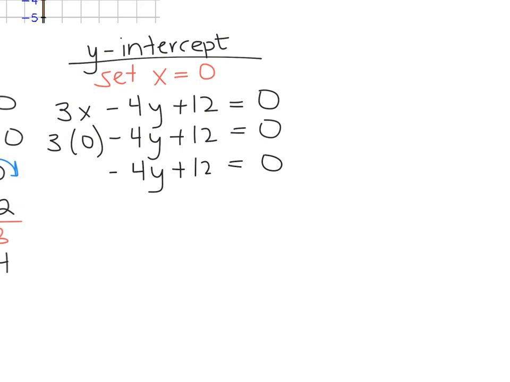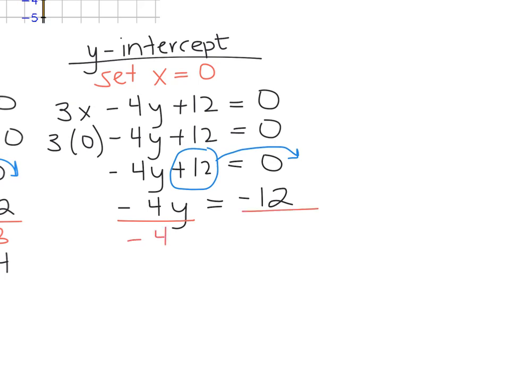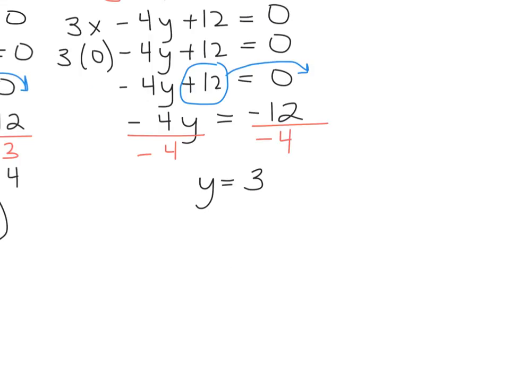I'm going to collect like terms, so I'm going to move this positive 12 over, which will leave me with -4y = -12. And then to isolate for y, I need to divide both sides by negative 4. And by doing that, I will be left with an answer of y = 3. Make sure you express your final answer as a coordinate point. So if I were to do that, I would get (0, 3).